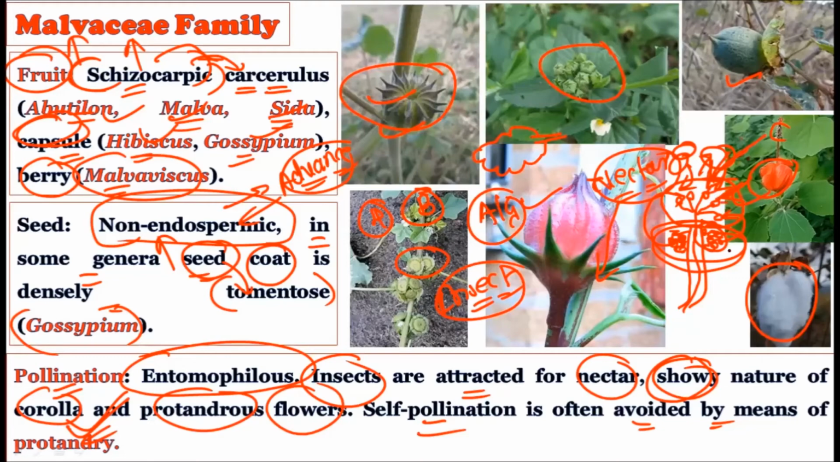Okay, but here the self pollination is avoided by using the protandry type of concept in the Malvaceae family. This is also very unique to the Malvaceae family. This makes the Malvaceae family very unique from the rest of the plant families.